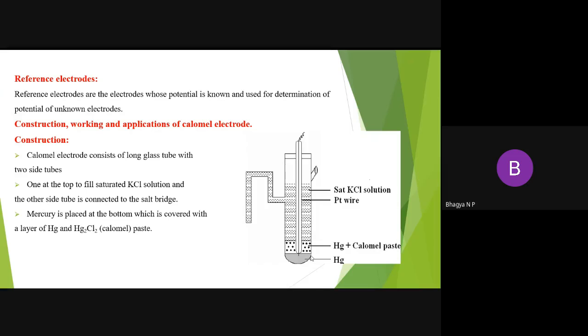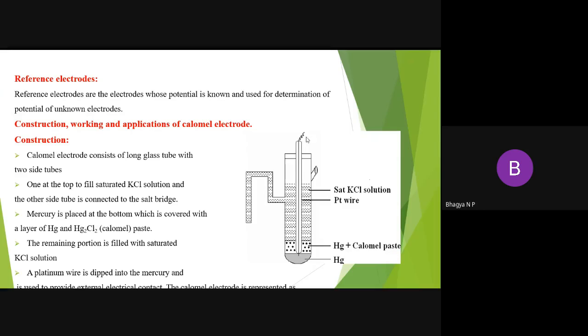Next, when you look into this diagram, mercury is placed at the bottom, and over that there is a paste of mercury and calomel, and the rest of the portion is filled with saturated KCl solution. The platinum wire is dipped into the mercury at one end, and the other end provides the external electrical contact for this electrode.